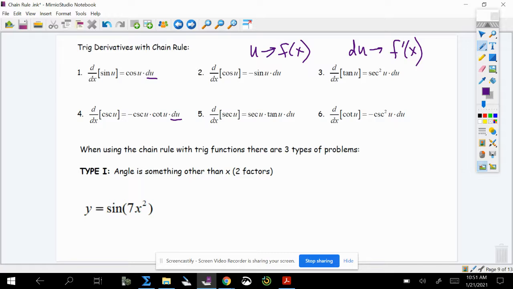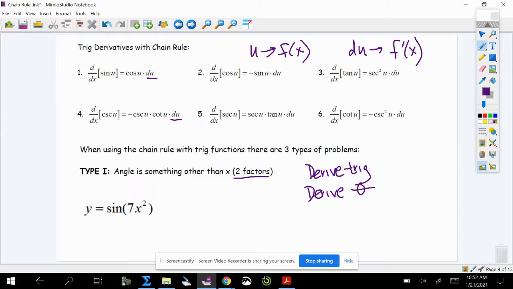So with type 1 trig chain rule, you're going to be looking at a trig function that has an angle that is something other than x. You're going to have just a single trig function, so it's just going to be sine or cosine, one of the 6 that's up above, but the angle is going to be different. So the reason that I wrote 2 factors, what that means is your answer when you derive will have 2 things being multiplied. It's going to have the derivative of the trig. I'm going to write that down. We're going to derive the trig, and we're going to derive the angle. I'm going to put theta for an angle.